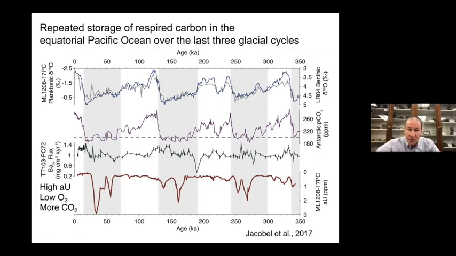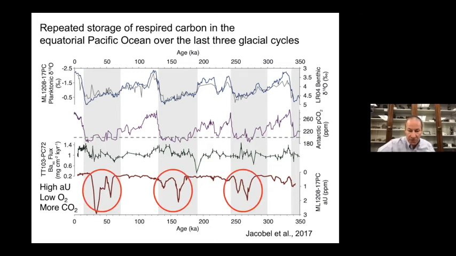And Allison used a technique that I won't go into detail. I don't want to bore you about this, but I'll give you the shorthand connection. It's a measurement of the amount of uranium in sediments that is controlled by how much oxygen there is in the water. When there's lots of oxygen in the water, uranium is happily soluble. But as oxygen is depleted, uranium stops being soluble and it precipitates out. You can get uranium deposition on the seafloor.